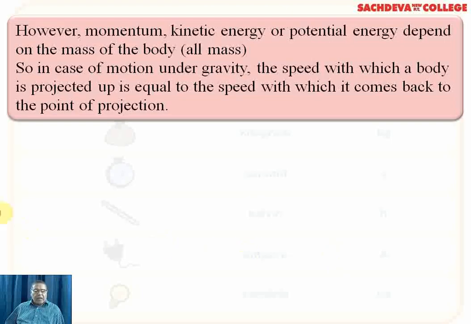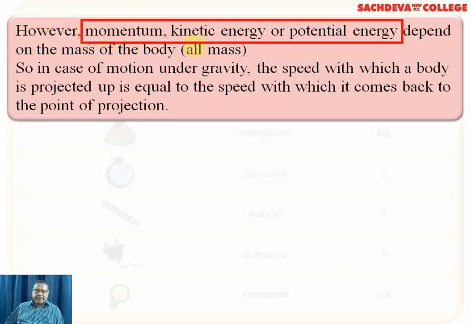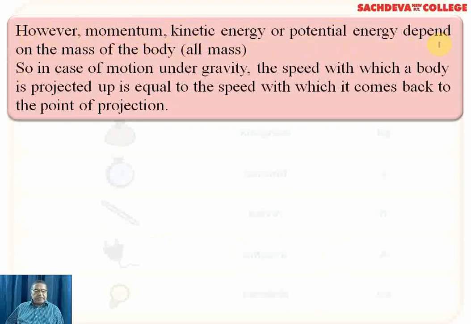However, momentum, kinetic energy and potential energy depend on the mass of the body. That is, they all depend upon the mass. So in case of the motion under gravity, the speed with which the body is projected up is equal to the speed with which it comes back to the point of projection.